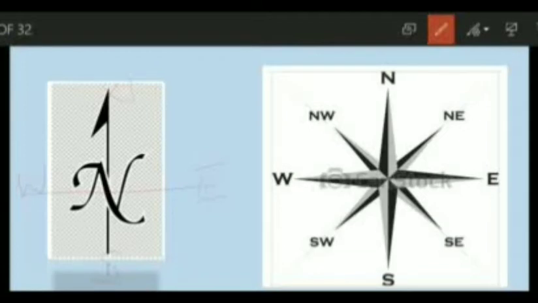Now we have this cardinal direction. It is showing the 4 directions plus 4, total 8 directions. That is north, northeast, east, southeast, south, southwest, west, northwest, and again north. So these are the important directions which you have to remember. It will be used to find out the direction of a particular place. Okay.